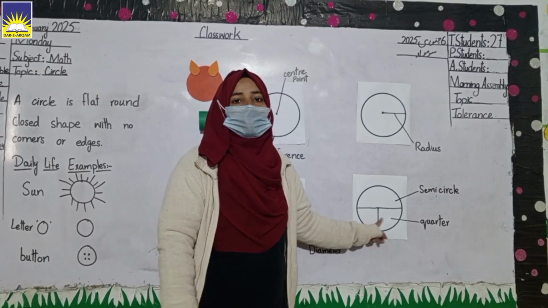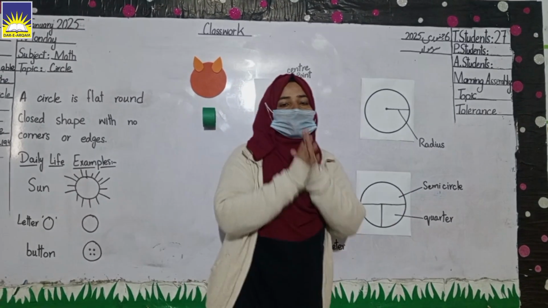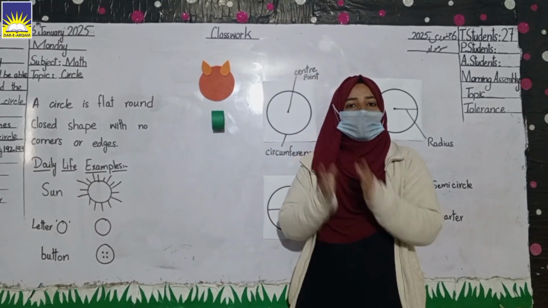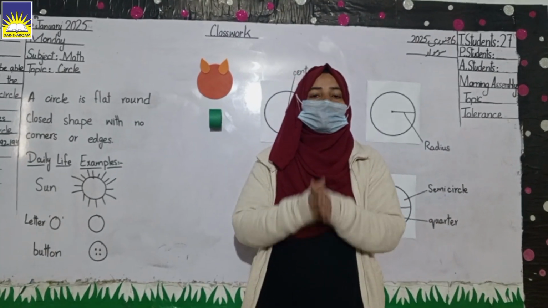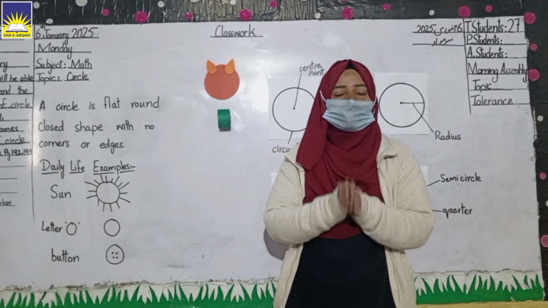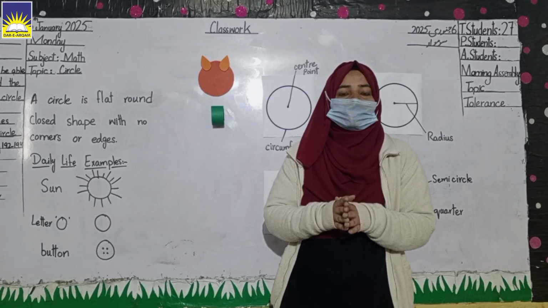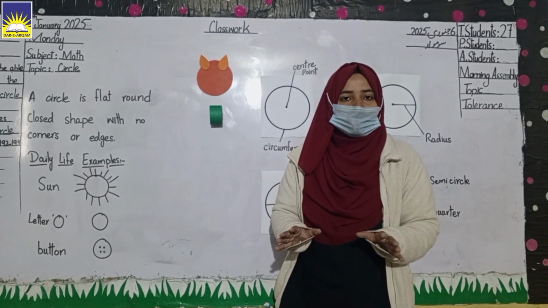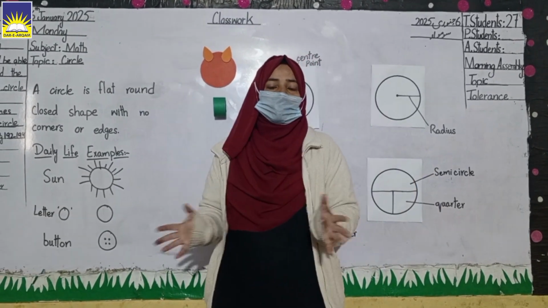And if we divide a circle into four equal parts, then each part of the circle is called a quarter. So by taking these concepts, you have to solve exercise 6b, and this exercise is very fun to solve if you take the concepts from this video.